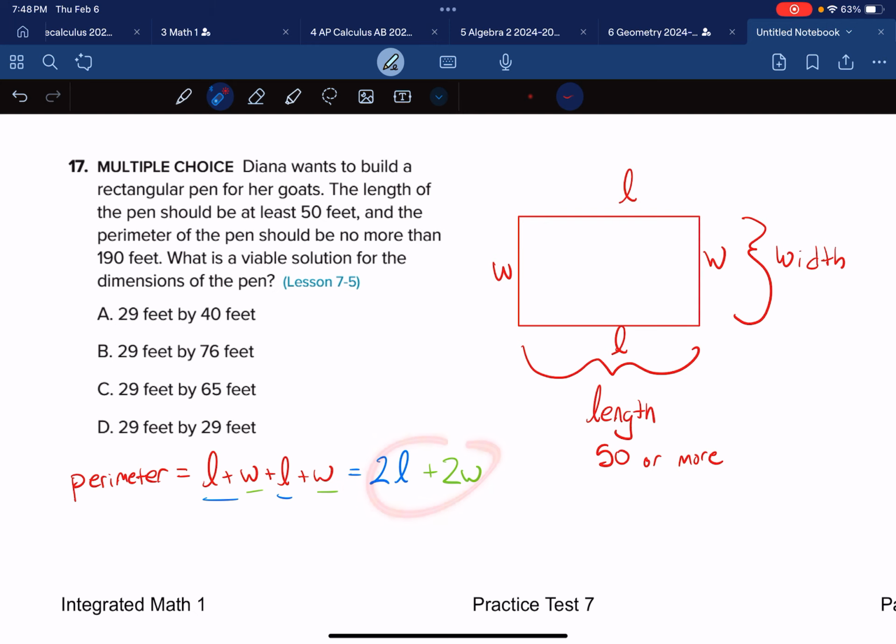The perimeter can be no more than, it can be equal to, but it can't be over 90. So it has to be less than or equal to 90. So here's my first of my 2 equations. I don't know why I boxed that, but it's an important equation. The other equation is this one. Length should be at least 50. So it can be greater than or equal to 50. Here are the 2 inequalities that I need. What is a viable solution for the dimensions of the pen?